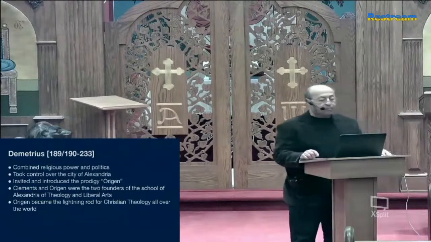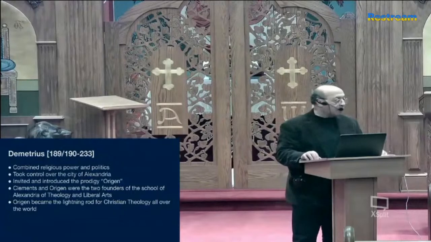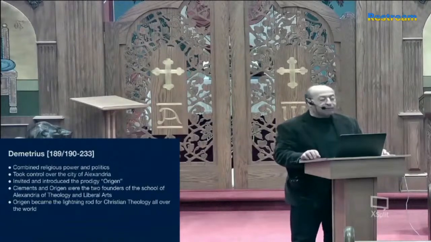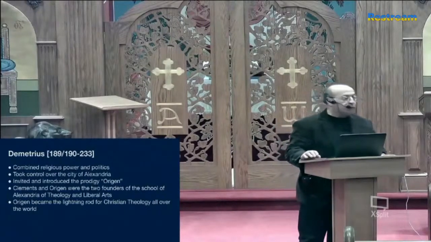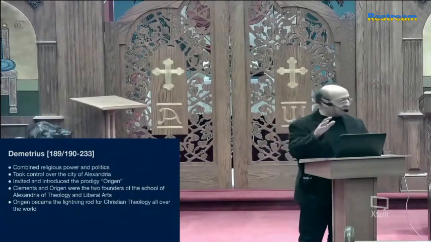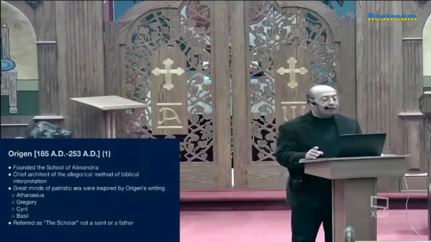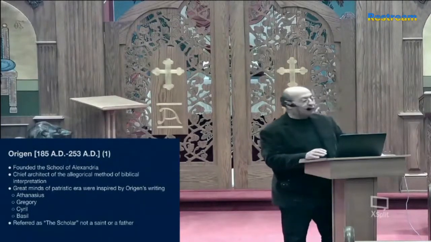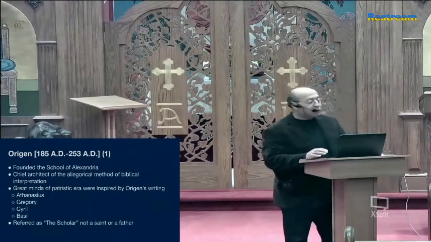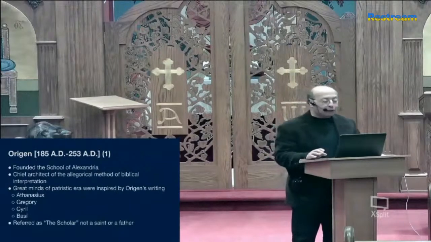Now, in his time, Clement and Origen were the two founders of the School of Alexandria, of theology and liberal arts. And Origen, at that time, became the lightning rod for Christian theology, not only in the Middle East or Egypt, but all over the world. So remember the name Clement, and then Origen followed. Origen, from 185 AD to 253, also founded the School of Alexandria. He was the chief architect of the allegorical method of biblical interpretation.